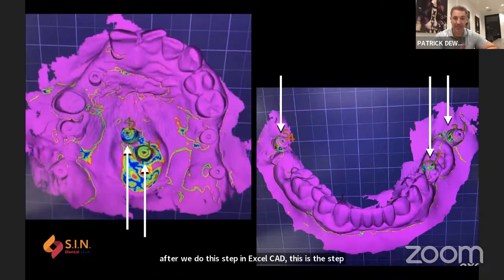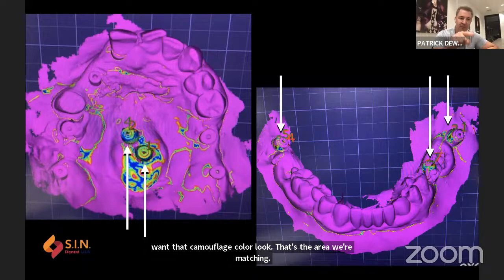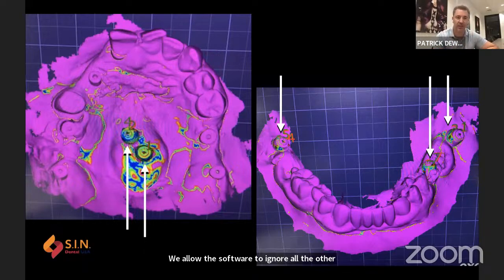Doing a best fit matching is what it's called for those that are familiar in exocad. We want that camouflage color look. That's the area that we're matching. We tell the software to ignore all the other parts of the scan and focus just on what we've circled here. That's the camouflage looking area. You can see we've got decent matches on the right side, which is the retromolar pads, and then on the midline of the palate on the left side.